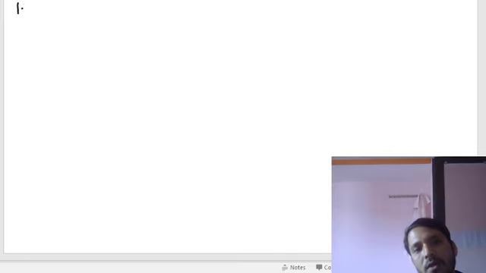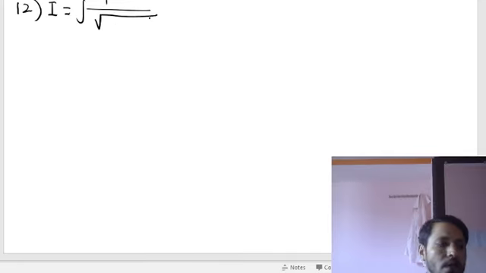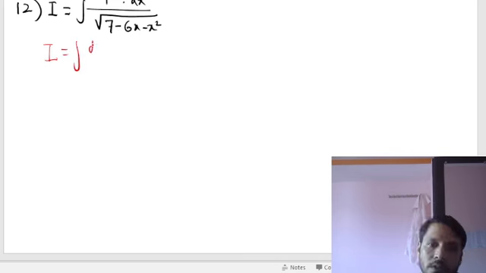12. So the question number 12 we have given, I is equal to what? I is equal to integration of 1 upon under root of 7 minus 6x minus x square, dx. Now again the coefficient of x square is given as minus 1. As we know, we have to make it equal to 1. That means we have to take minus common from here. So this I will become equal to what? Integration of this dx as it is.